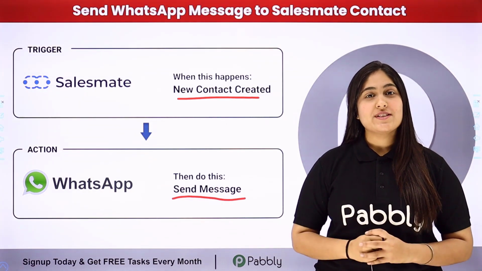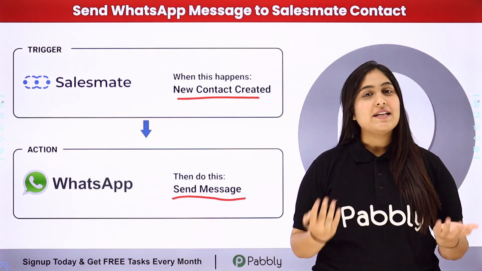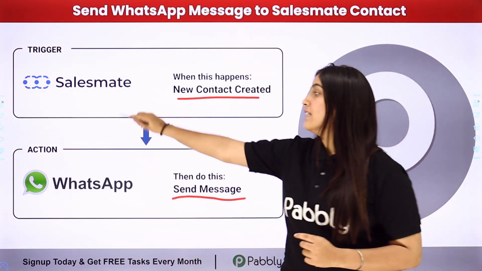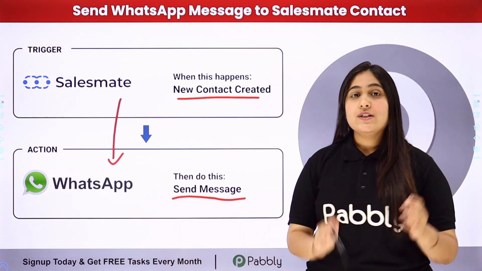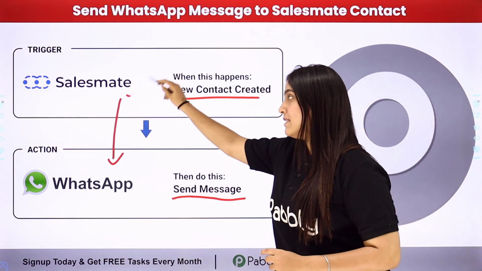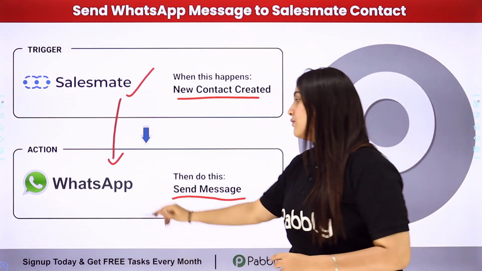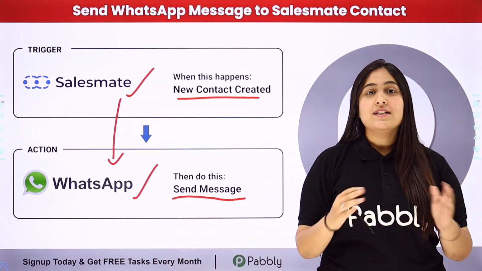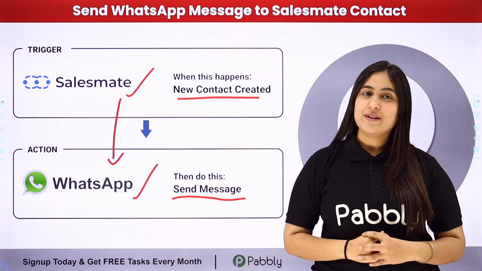So to automate this process we will use an automation software named Pabbly Connect, in which we need to connect a trigger and an action. So in this process, our trigger application will be Salesmate and our action application will be WhatsApp Cloud API. So to learn this process step by step, let me take you to my screen.